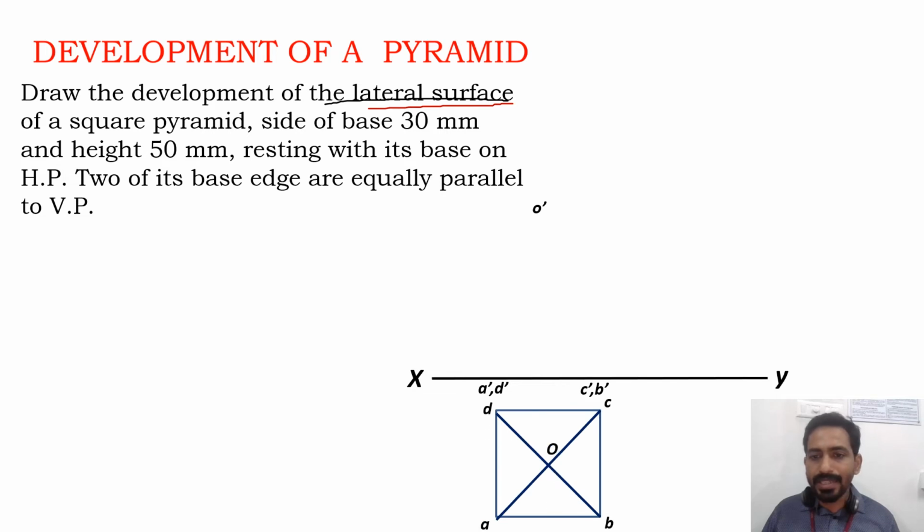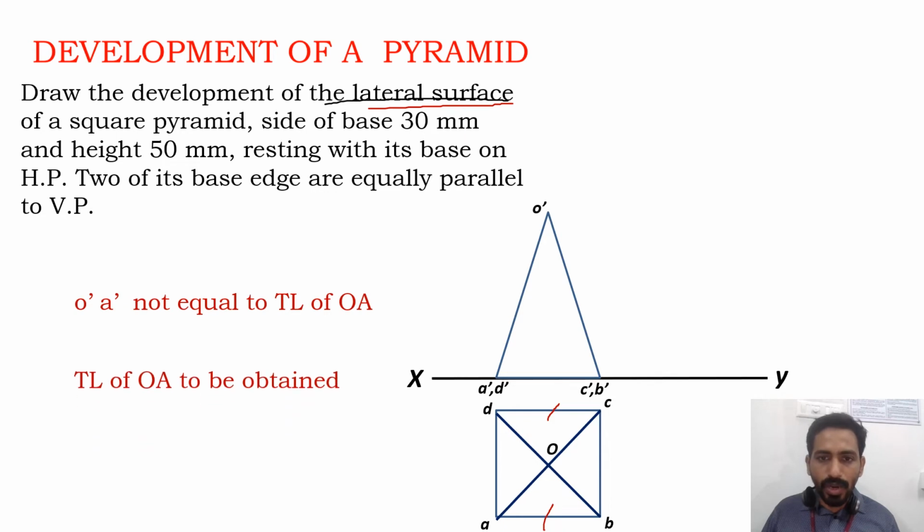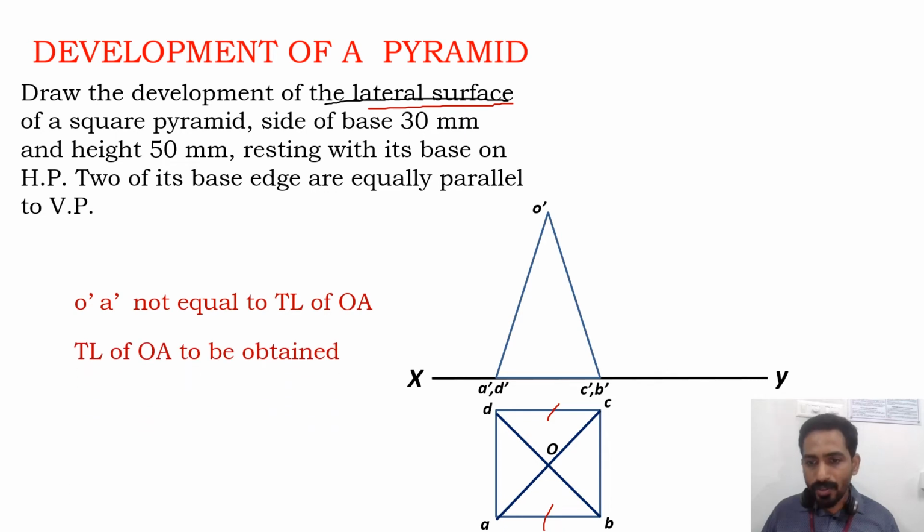We call it the edge condition. Here two edges are equally inclined to VP, CD and AB. I will draw the corresponding front view. So you can see that O dash A dash is not having true length because OA is not parallel to XY line. So O dash A dash will not be having true length.